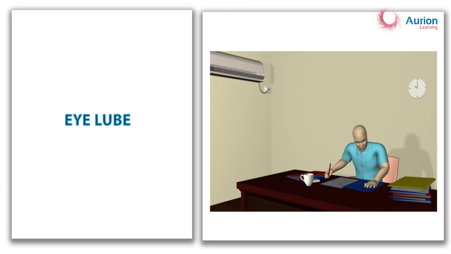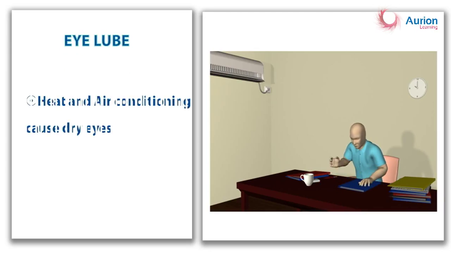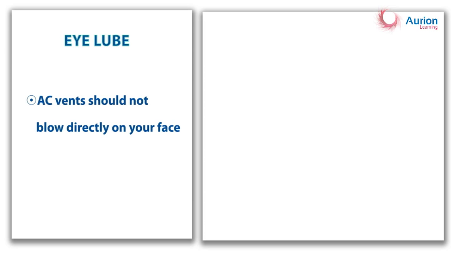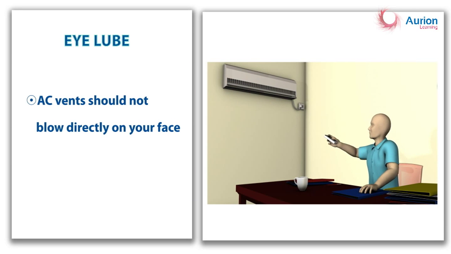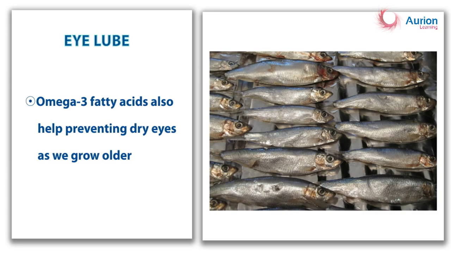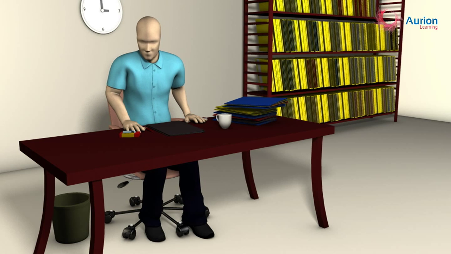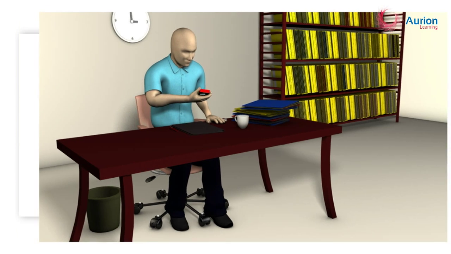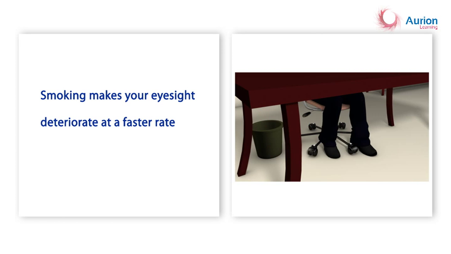3. Eye lube. Our eyes need to be lubricated for better vision and protection against deterioration. Both heat as well as air conditioning cause dry eyes. So when we are indoors, we need to ensure that the AC vents are not blowing directly into our face. Eating oily fish and flaxseed also helps prevent dry eyes. 4. Quit smoking. Need another excuse? Smoking affects eyesight, so quit smoking today.